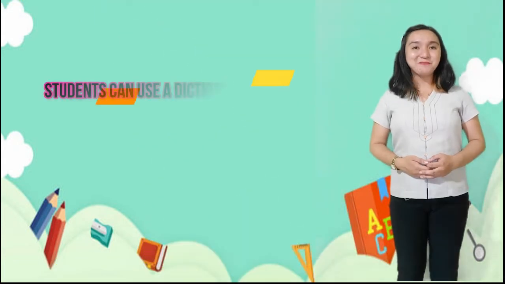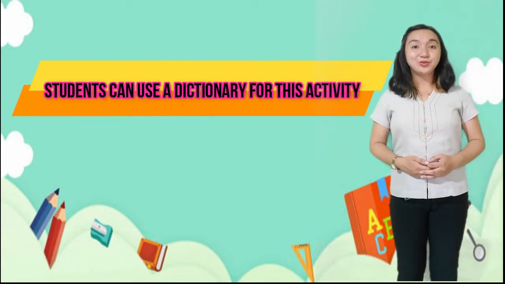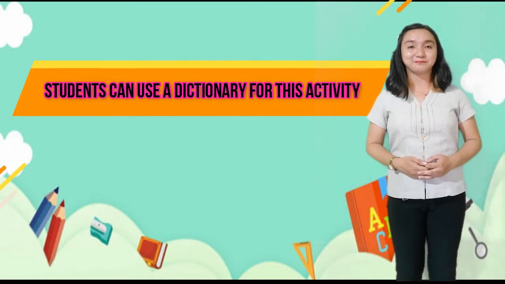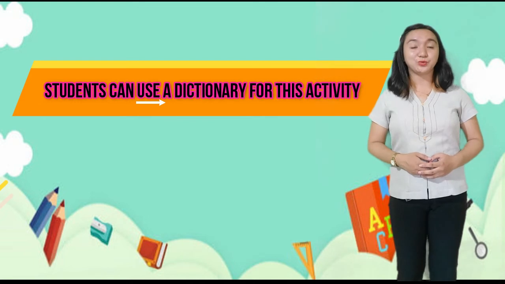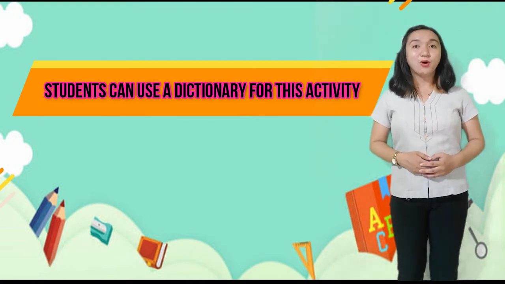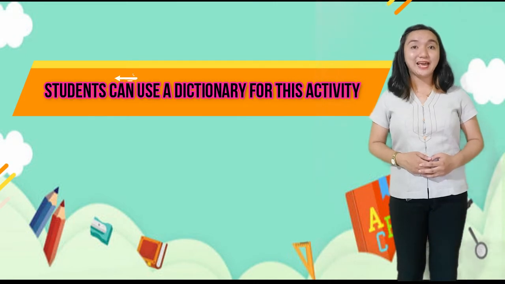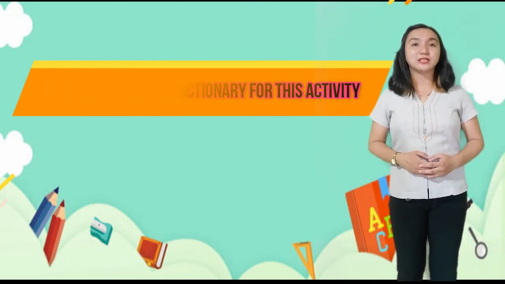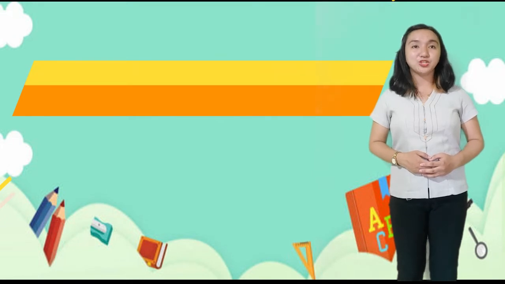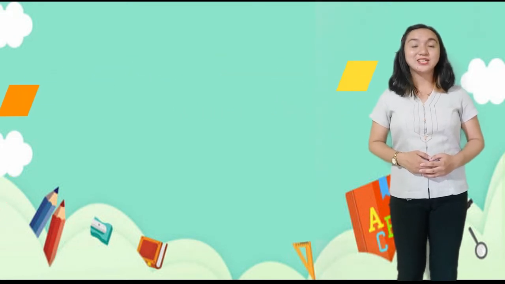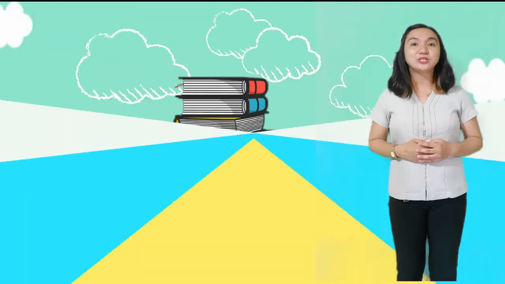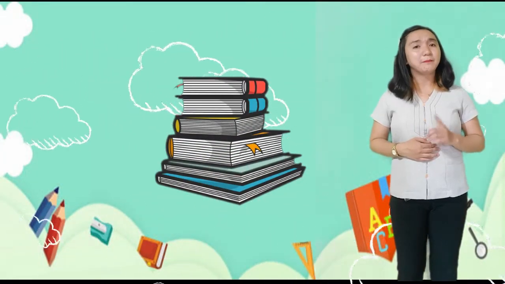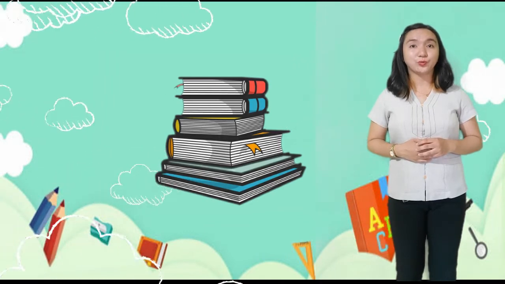Check out these examples. Students can use a dictionary for this activity. The main verb of the sentence is the word use. This verb is what the students will do. Then, the modal used in the sentence is can. It is used to tell us that somebody gave the students permission to do the verb, in this case, to use the dictionary. Students can use a dictionary for this activity, meaning they are allowed to do so.